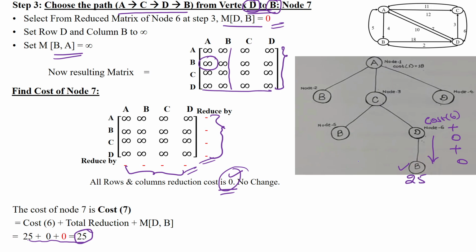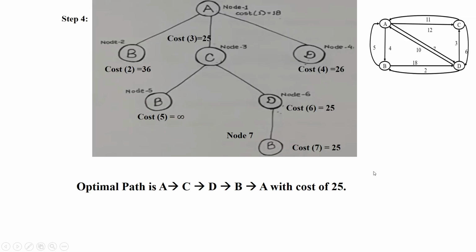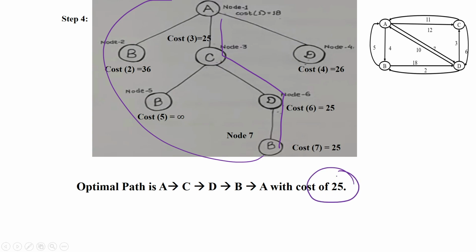Now there is no other possibility. So this is the path, right? With the cost 25, we got the shortest path for this tour. So now A to C, C to D, D to B is the path. Then again he will go back to A to reach the hometown with the cost of 25. So this is the traveling salesman problem using the least cost based branch and bound method.